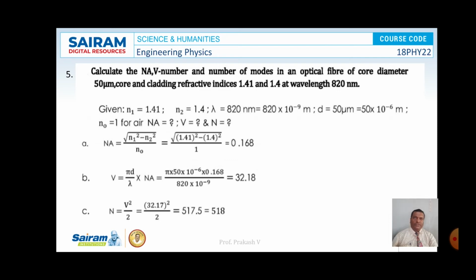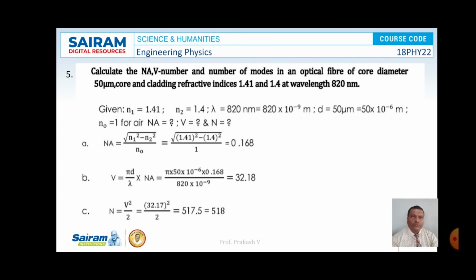So numerical aperture is given by square root of n1 square minus n2 square divided by n0. So substitute the value of n1 and n2 here, that is square root of 1.41 square minus 1.4 square divided by 1. So numerical aperture will be calculated as 0.168. And then the value of V is given by pi d by lambda into numerical aperture. So substitute the value of d and lambda here and also the numerical aperture calculated. Then on simplification the value of V is found to be 32.18.